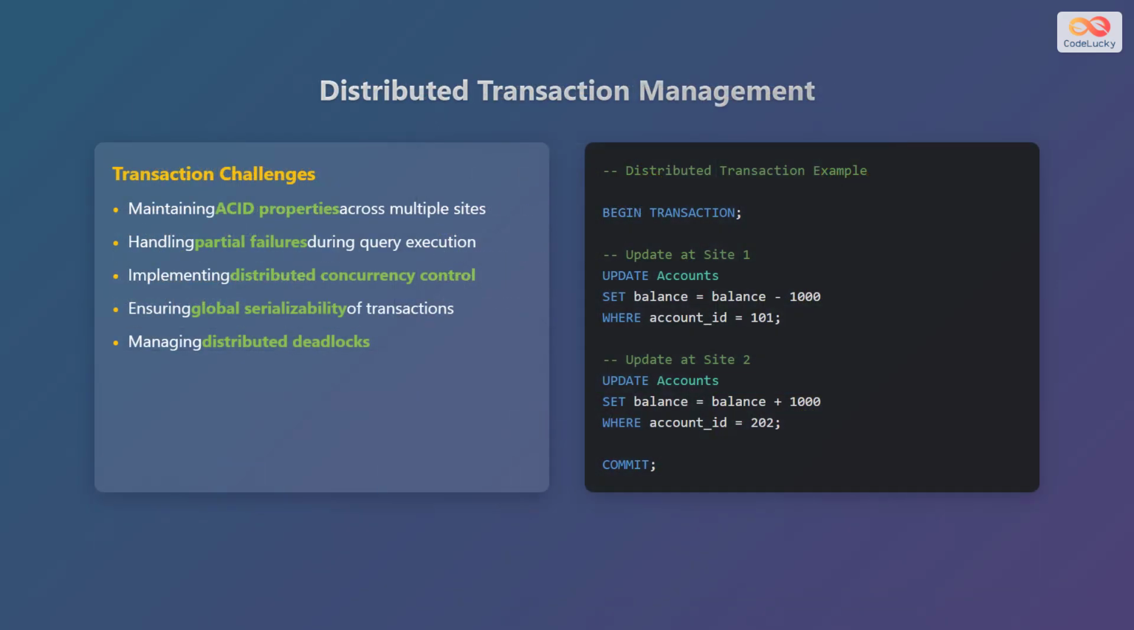Distributed transaction management presents unique challenges compared to single-site transaction management. These challenges include maintaining ACID properties, that is, atomicity, consistency, isolation, and durability, handling partial failures, implementing distributed concurrency control, ensuring global serializability of transactions, and managing distributed deadlocks. An example of distributed transaction is given where 2 update statements are being executed on 2 different sites within a transaction.